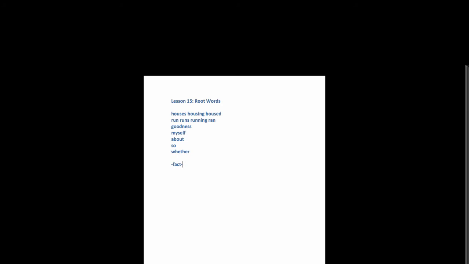Your students will use their dictionaries to write down the definition of the word. The definition is do or make. Some examples are factory and artifact.